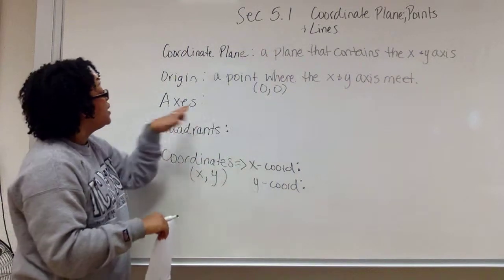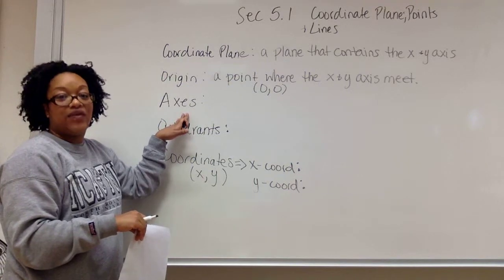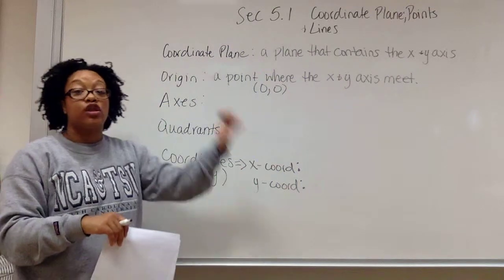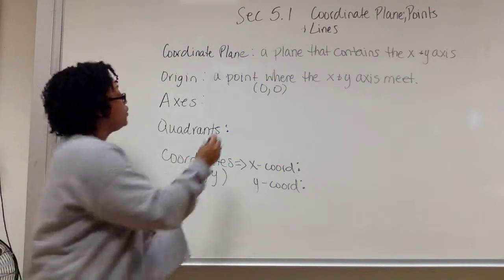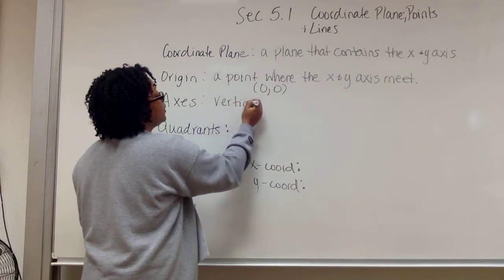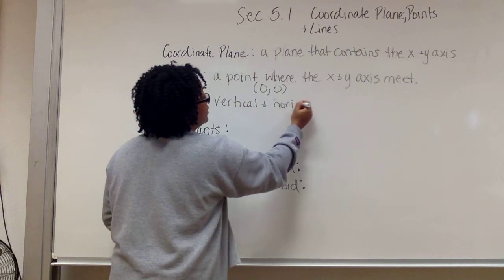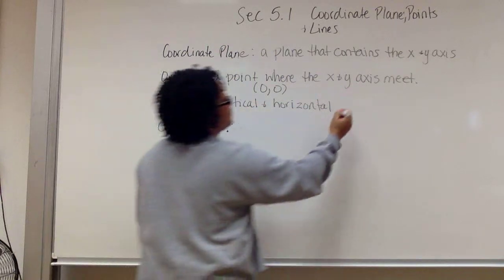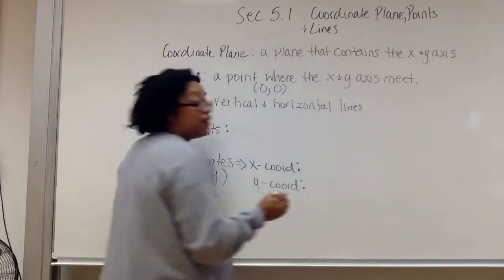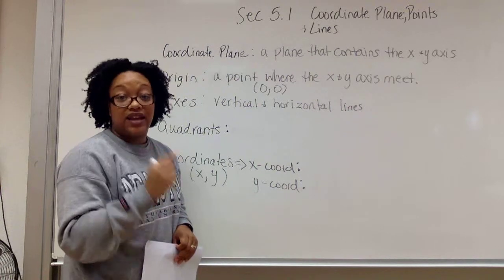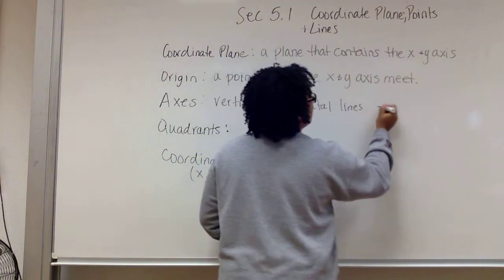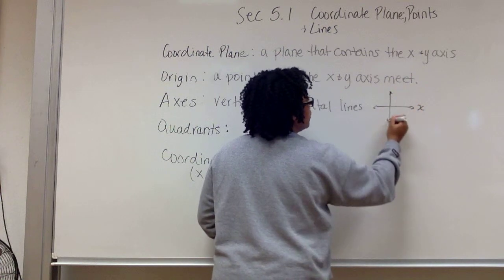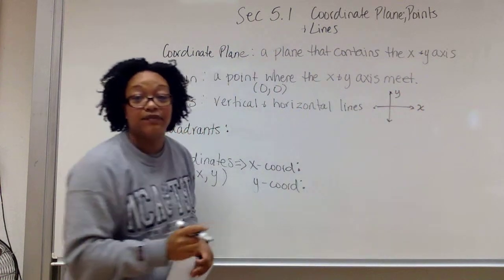right? Now the next term is axes, and you've already heard me say X and Y axis. Axes are the plural, and that's basically your vertical and horizontal lines, which are called the X and Y axis. Some coordinate planes will be labeled for you, others may not, so you've got to know that your horizontal line represents the X axis, the vertical line represents the Y, right?